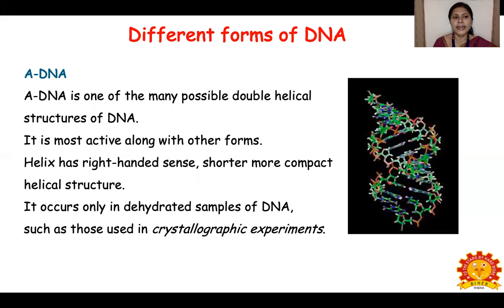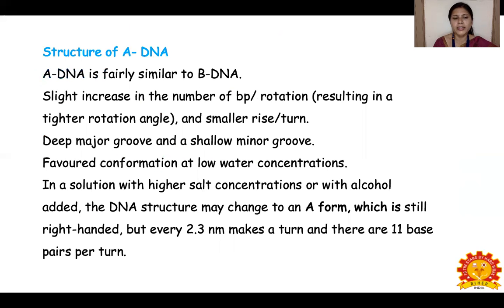So here we can see that A-DNA is one of the many possible double helical structures of DNA. It is most active along with other forms. The helix is right-handed, with a shorter, more compact helical structure. It occurs only in dehydrated samples of DNA, such as those used in crystallographic experiments. If you see the structure of A-DNA, it is fairly similar to B-DNA, with a slight increase in the number of base pairs per rotation, resulting in a tighter rotation angle and smaller rise per turn. It has a deep major groove and a shallow minor groove. It is the favored conformation at low water concentration, in a solution with higher salt concentration, or with alcohol added.